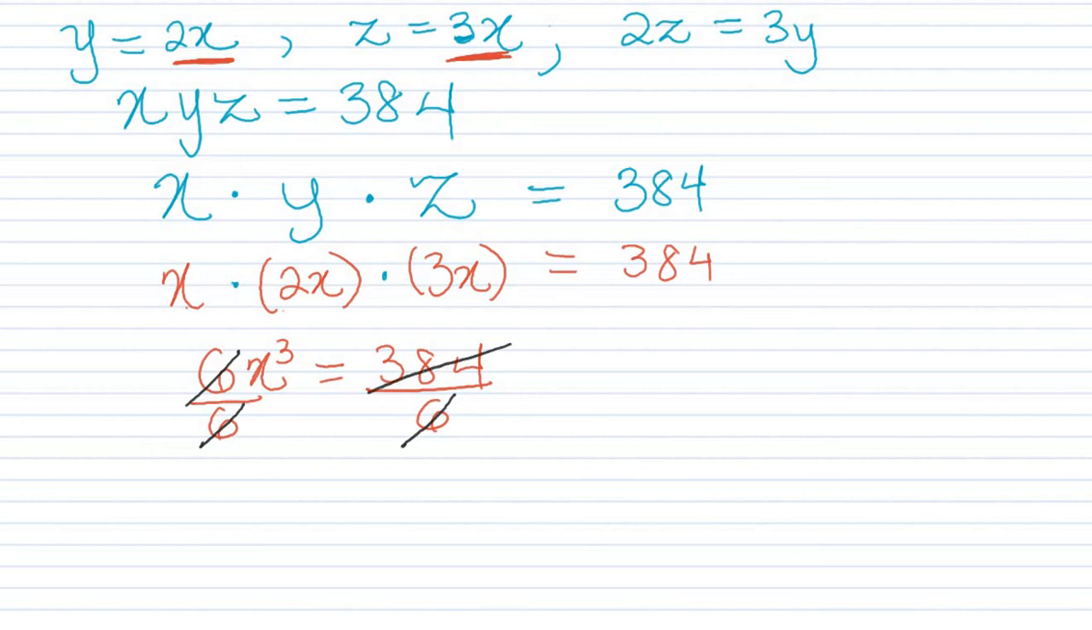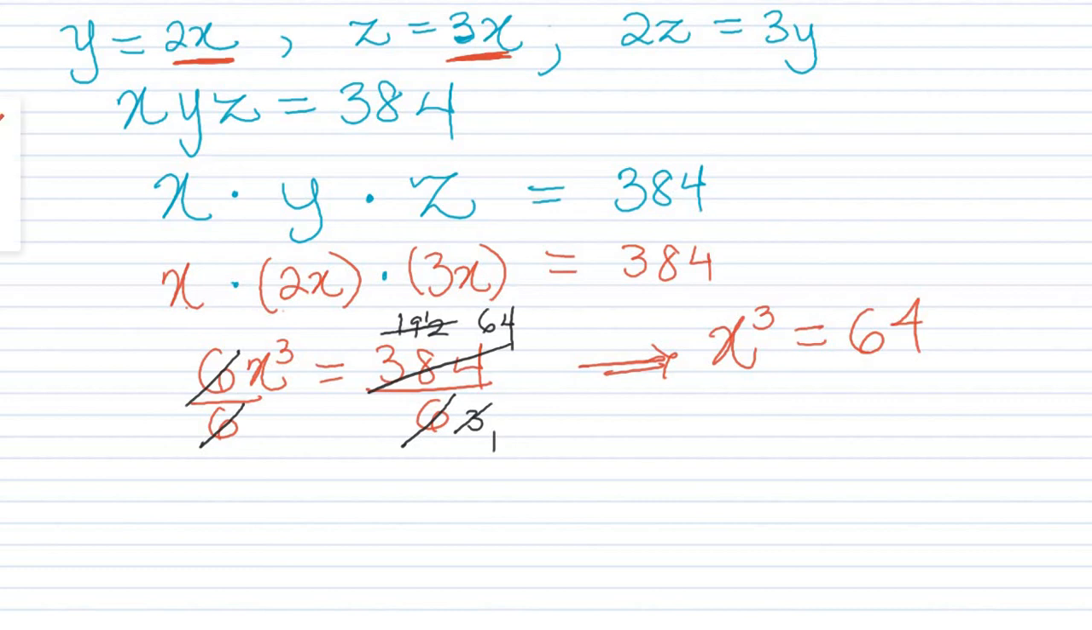We can divide 384 by 6. To break it down, in case you don't know how to do very quick division with 6, you can just use 2, right? 2 in 6 is 3, 2 in 84 is 192. Then 3 in 192 is 64, since 3 times 6 is 18. So at the end of the day, what do we have? We have x cubed equals 64.